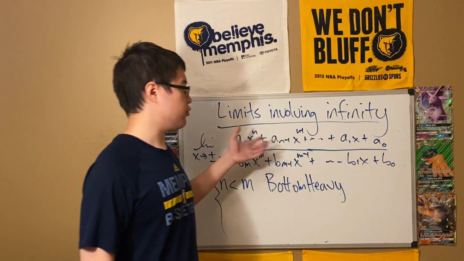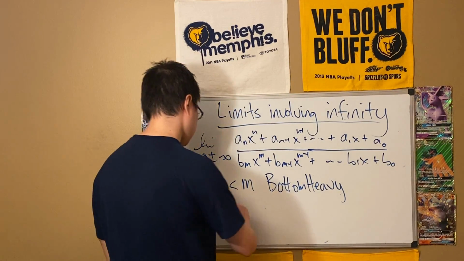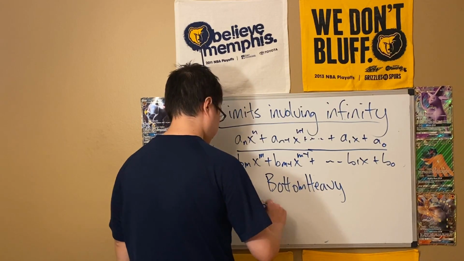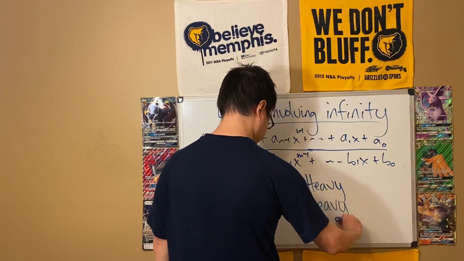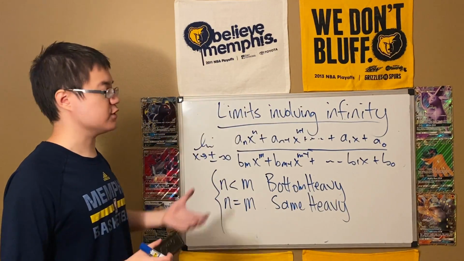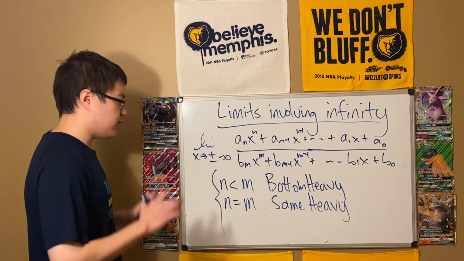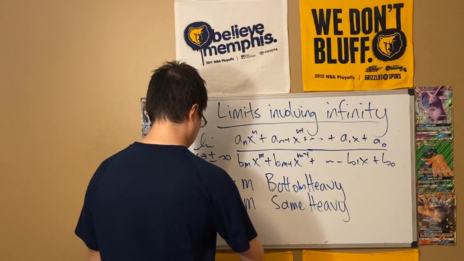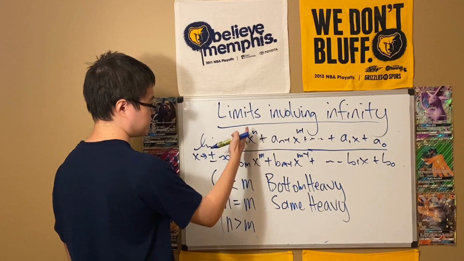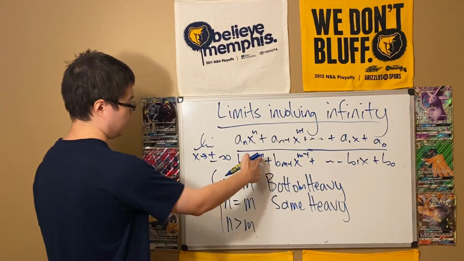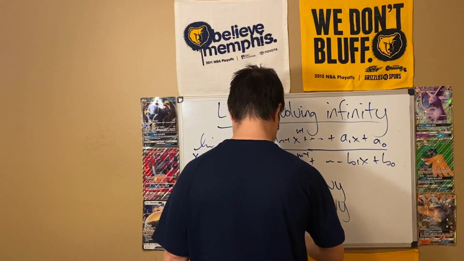Then there are the situations when the leading exponents match exactly. So that's n equals m. We're going to call that same heavy, because they're weighted the same. So for example, if the leading term of both polynomials was x to the 6. Then the hardest one, but not too hard, don't worry. This is when n is bigger than m, meaning the numerator's leading exponent, doesn't matter about the coefficient, is bigger than the leading exponent of the bottom. We're going to call that top heavy.